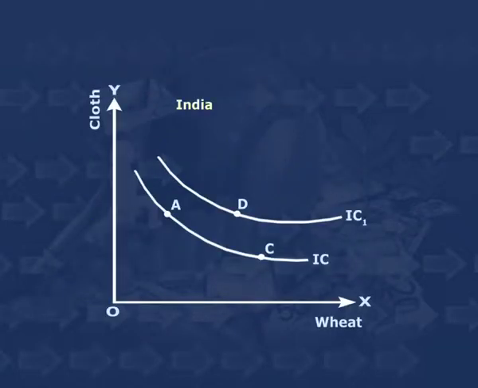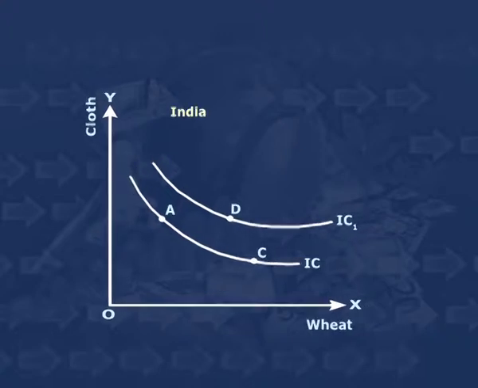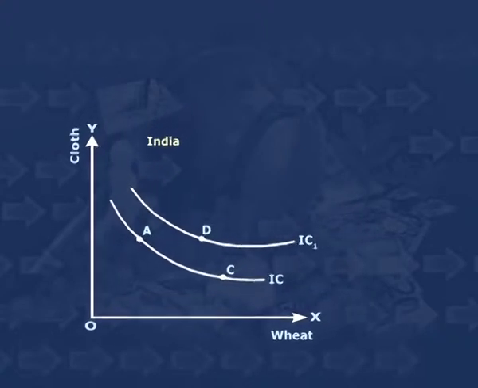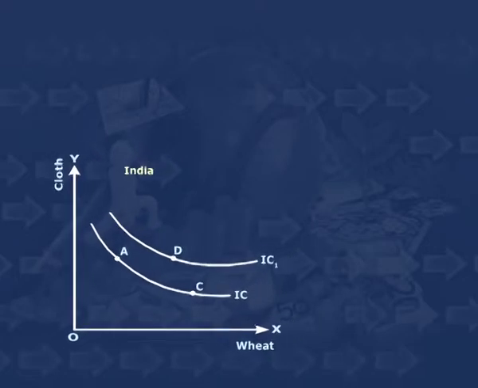The indifference curve of India is depicted in the figure. We measure wheat on the x-axis and cloth on the y-axis. The indifference curve is the curve of India. It shows the various combinations of wheat and cloth that give equal utility to the consumer. Points A and C give the same level of satisfaction because they are on the same indifference curve. The movement from A to C shows that India now consumes more wheat than cloth.